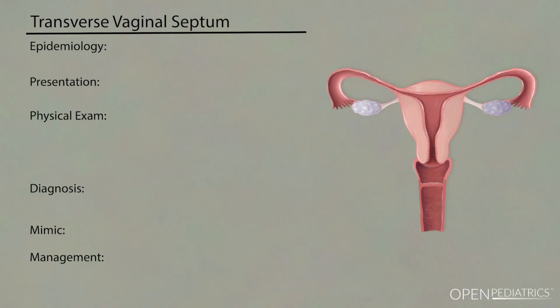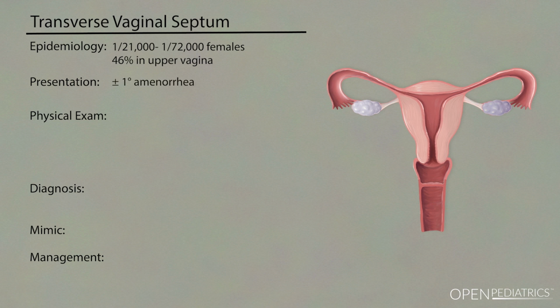A transverse vaginal septum can arise from a failure in fusion and/or canalization of the Mullerian ducts and urogenital sinus, and can be located at any level of the vagina. It occurs in 1 in 21,000 to 1 in 72,000 females, and 46% are located in the upper vagina. The presentation is similar to imperforate hymen, with primary amenorrhea and episodes of abdominal pain increasing in severity.